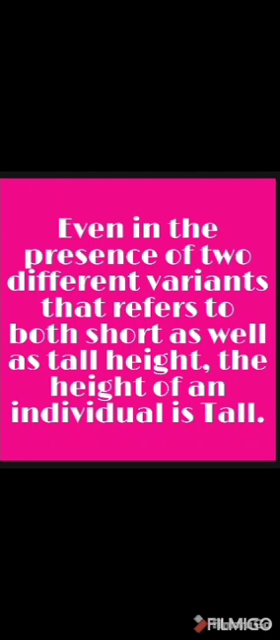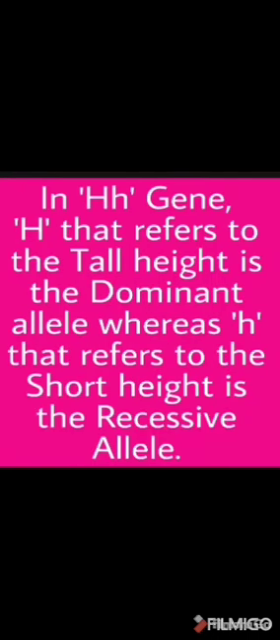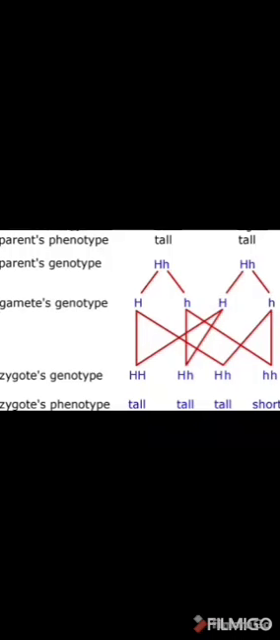Now if we consider the heterozygous allele, that is capital H and small h, even with the presence of two different variants in a gene, the height of the individual is tall. It means that one of the alleles is able to express itself, that is capital H for tall height. This means that this is the dominant allele, whose character is observable in an individual, whereas the other allele, which is not being expressed even when it is present, is called the recessive allele.